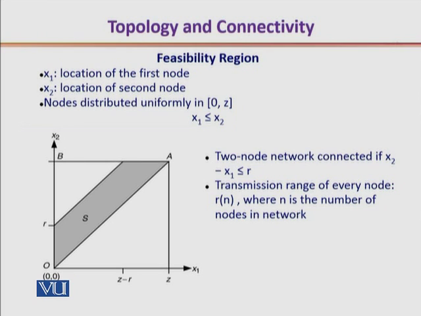Now, if we look at the graph, we see that the area bounded by origin, A and B, the OAB triangle, actually determines the maximum distance that x2 can be placed at. The range R has to be more than the difference between x1 and x2, and this is shown by the shaded region. Now, within the shaded region, as long as x1 and x2 assume any value, but their difference stays less than the transmission range, it means the network would stay connected. Otherwise, the network is going to disconnect.